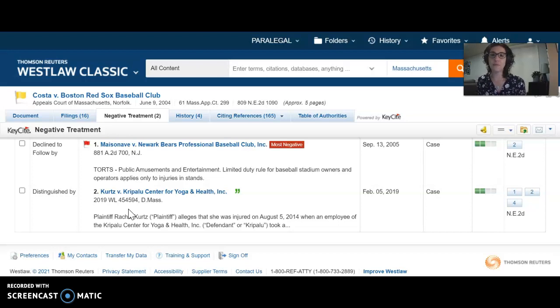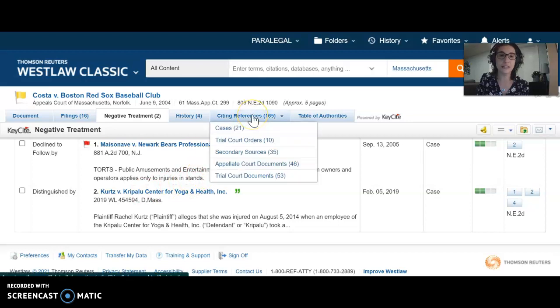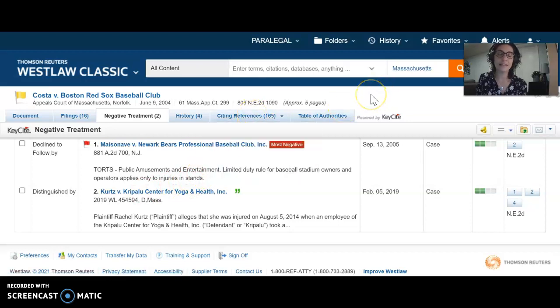Okay, so that's a summary of the no flag, the red flag, and the yellow flag. I can't believe that already took me 15 minutes. So I'm going to stop here, but on the next video, I'm going to go through this button here, the citing references, because that's the one that will tell you all the other courts that have cited your case since it was published. So we'll move on to that on the next video.